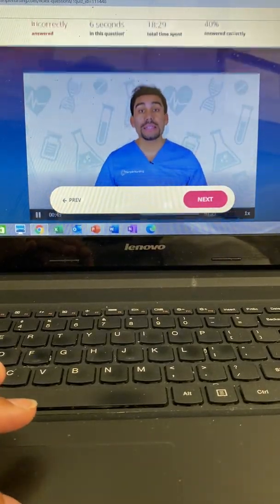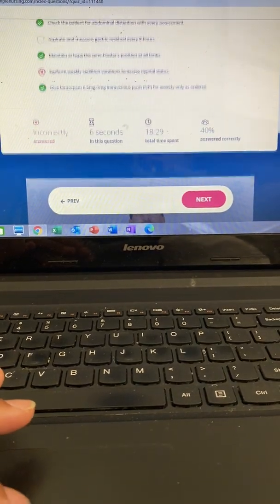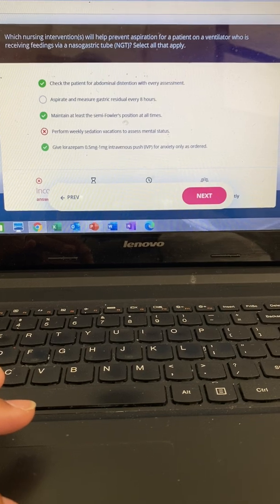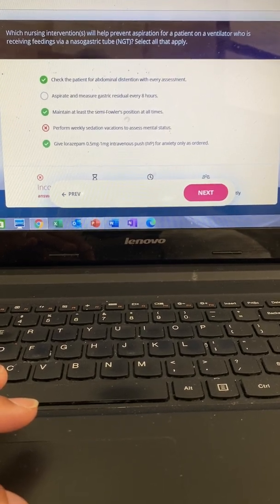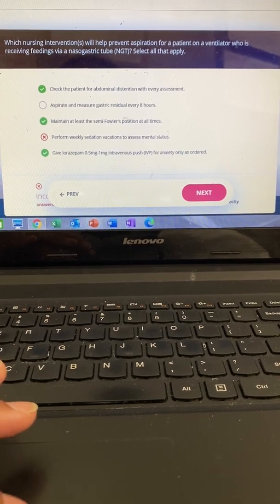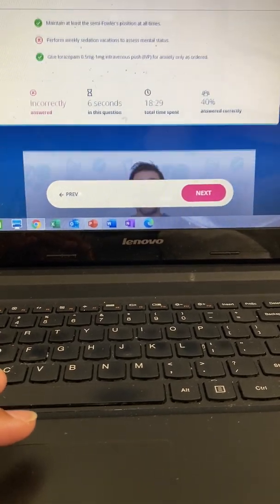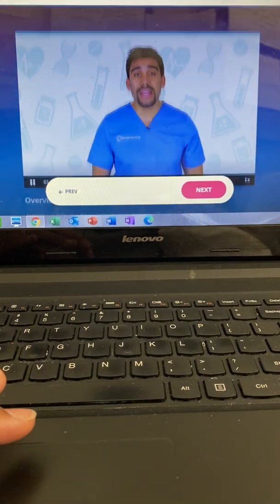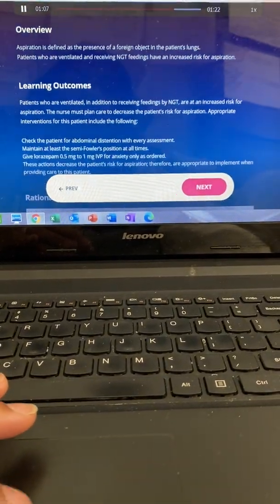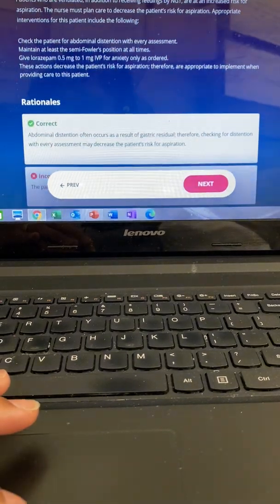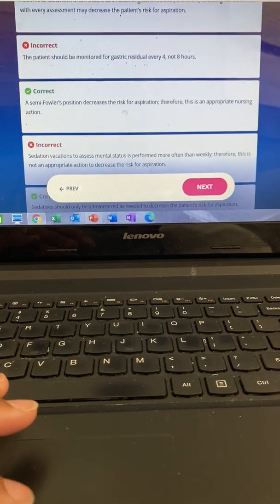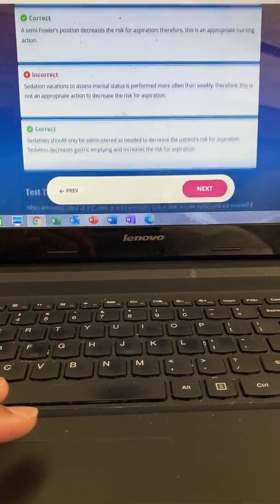Option 2 is incorrect. Guys, GI residuals should be checked at least every 4 hours. And option 3 is correct. Semi-Fowler's, remember, the head of the bed is up, decreases that risk for aspiration. And option 4 is incorrect. Sedation vacations are good, but it's not related to aspiration risk here. And option 5 is correct. Any medication, including lorazepam, should only be given as ordered.